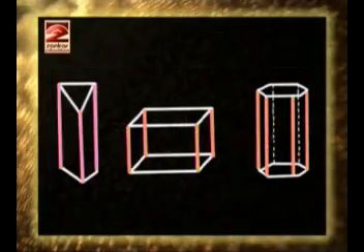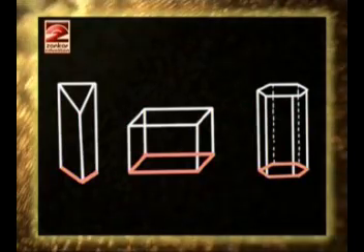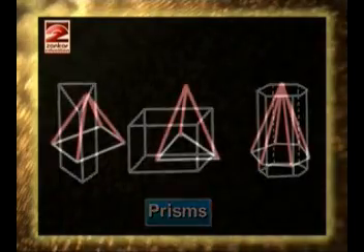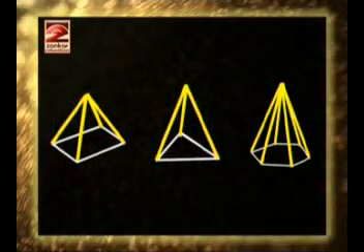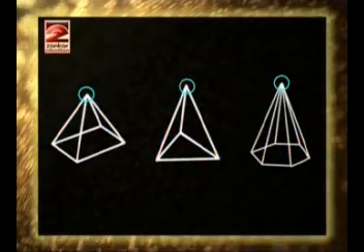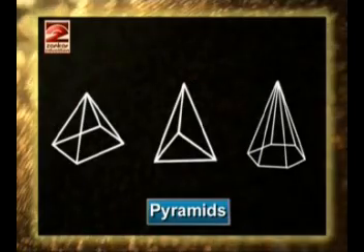Now observe these figures and these figures. All these figures are having lateral faces perpendicular to the base and they are rectangular, so they are known as prisms. And these are having triangular lateral faces, and the triangular faces meet at a single point. These are called pyramids.